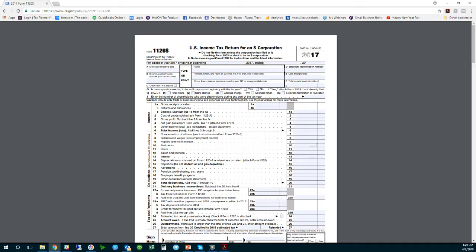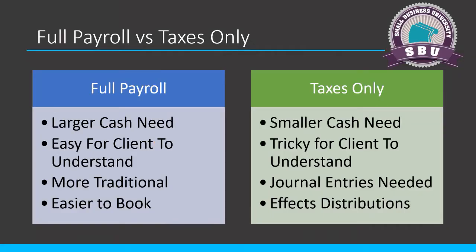Let's jump into a concept called full payroll or taxes only. Okay, next up is deciding if we want to run a full payroll each cycle or just the taxes. There are pros and cons to both. I do quite a bit more tax only than full payrolls, but we do both. Sometimes the client has a preference. Other times we have more than just owners on the payroll, so booking half the group as taxes only and the other half as full payroll is just more work than it's probably worth.